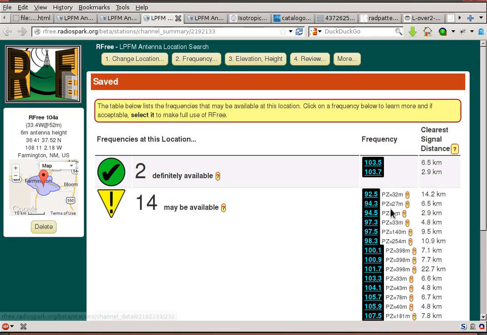94.3 had a 46 meter prohibited zone. Now it's 27 meters. Now, interestingly, we went up by 20 meters. We raised our antenna 20 meters, and our prohibited zone went from 46 to 27. One of the nice things to think about here is that you get kind of double the effect of raising your antenna.